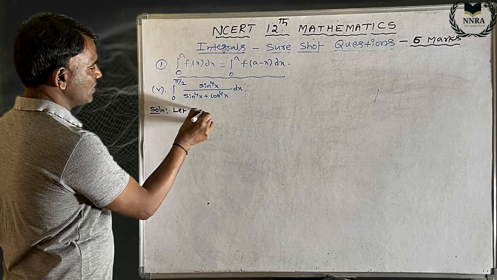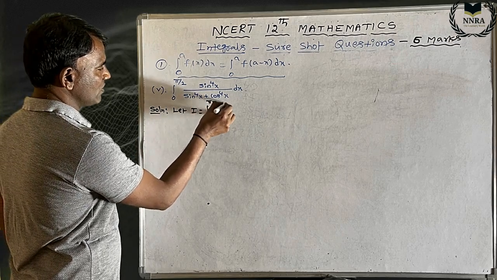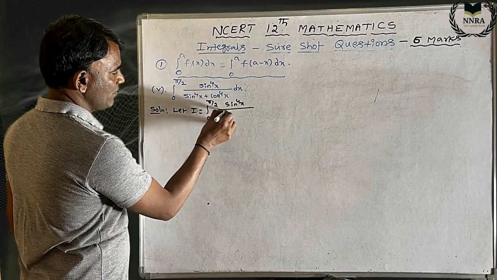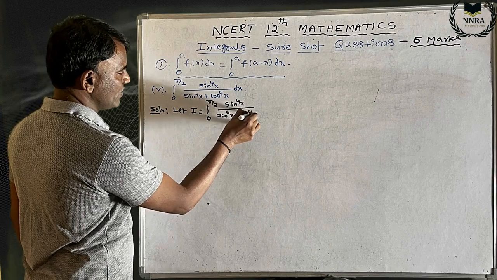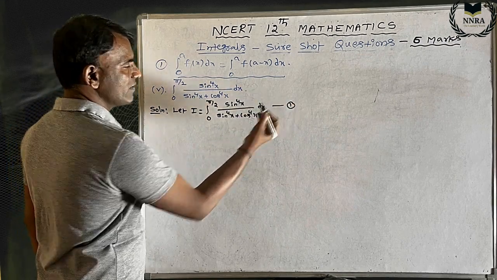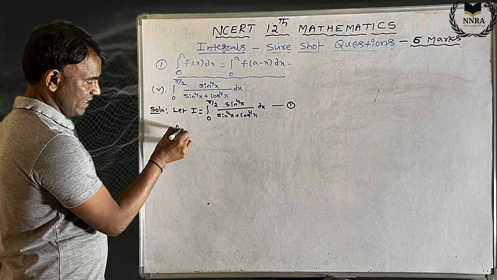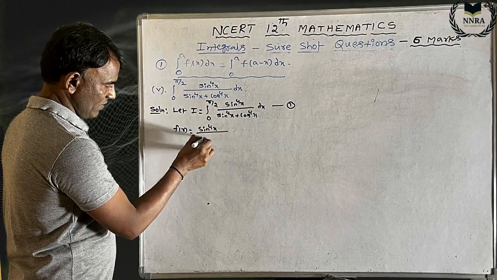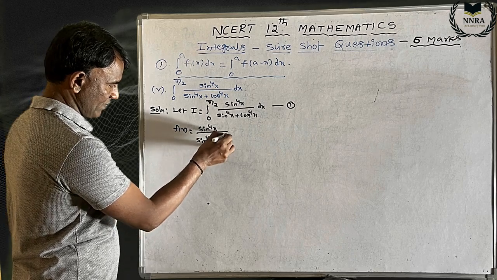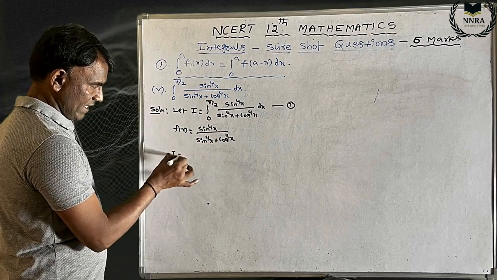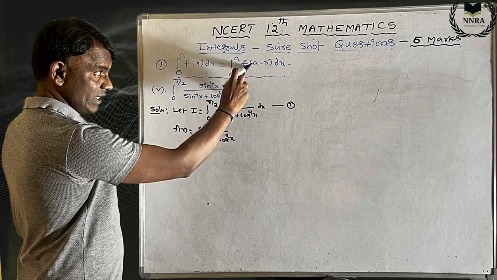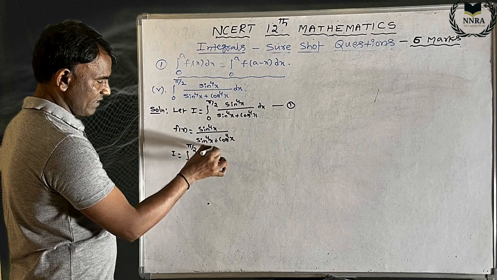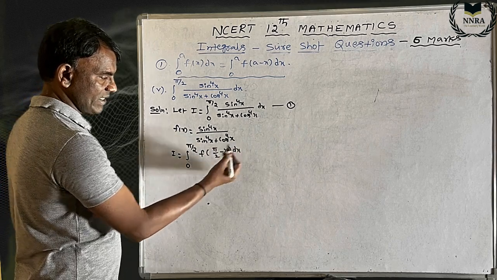I equal to the integral 0 to pi by 2 of sin^4 x divided by sin^4 x plus cos^4 x into dx. Equation number 1. Now what is f of x? Sin^4 x by again sin^4 x plus cos^4 x. Now we write one more, that can be written as integral 0 to a of f of a minus x. That is 0 to pi by 2 of f of pi by 2 minus x into dx.